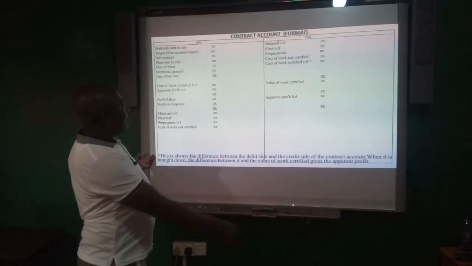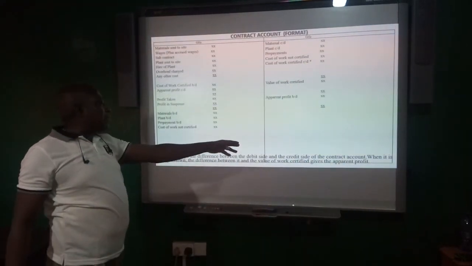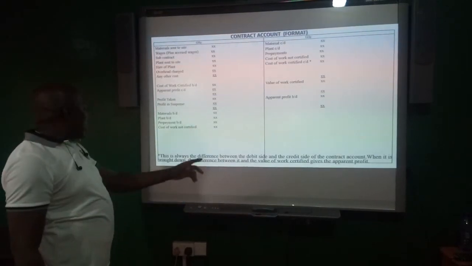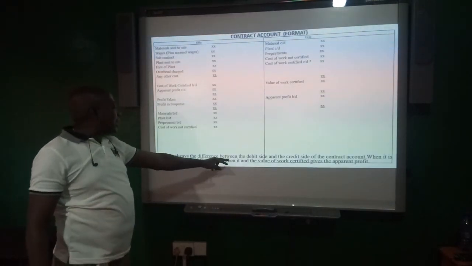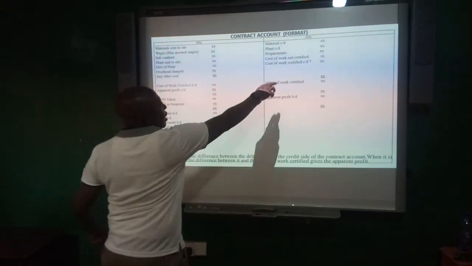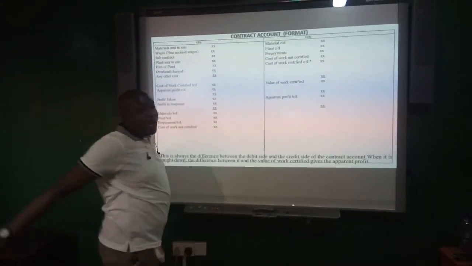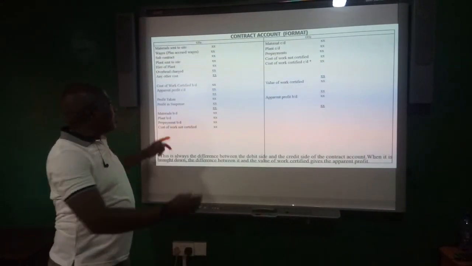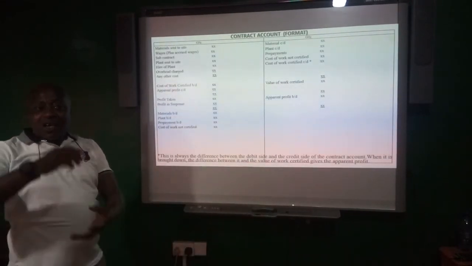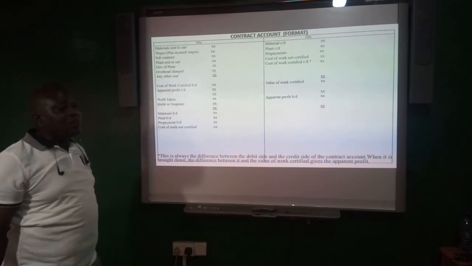And you see, I've made some asterisks here. This is always the difference between the debit side and the credit side of the contract account. When it is brought down, the difference between it and the value of work certified gives the apparent profit. This one, you bring it here, and then you record the value of work certified here. So the difference between the two gives you the apparent profit, which consists of the profit taking and profit in suspense.